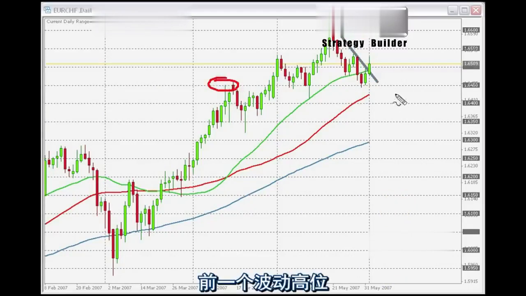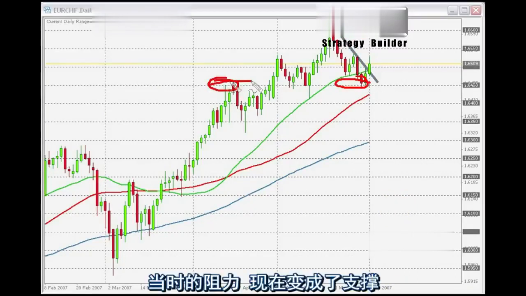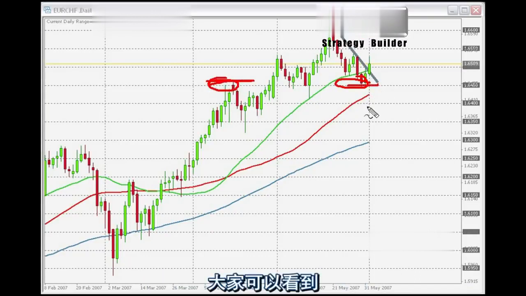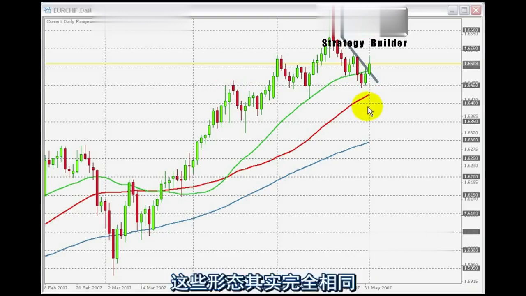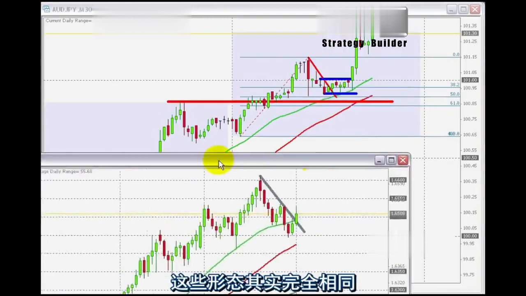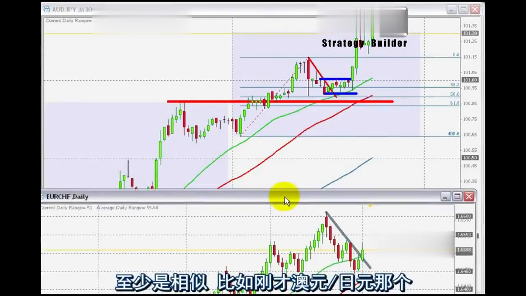Previous swing top, former support resistance, now working as support. It's basically, as you guys can see, I tried over and over the same type of setups. This setup is extremely similar to the one I just commented on the Australian JPY.